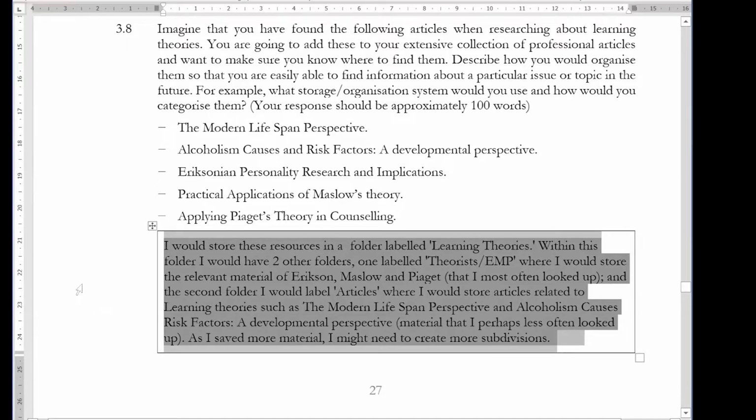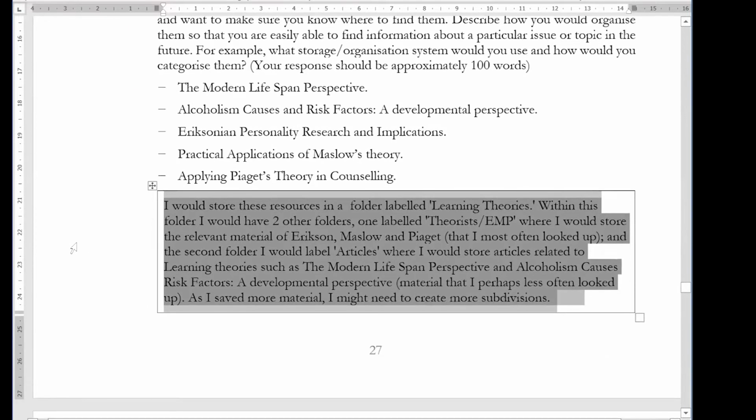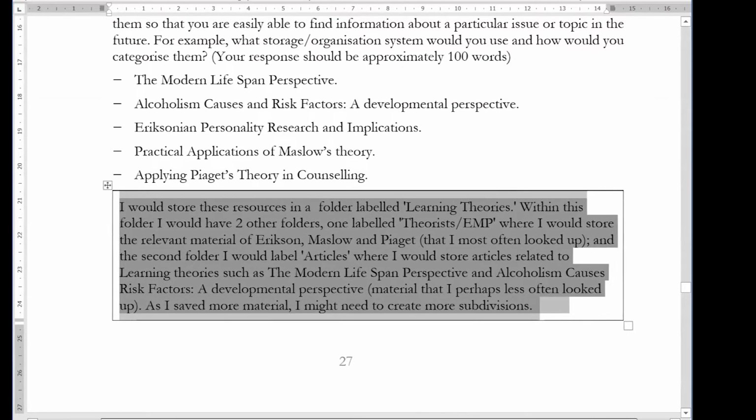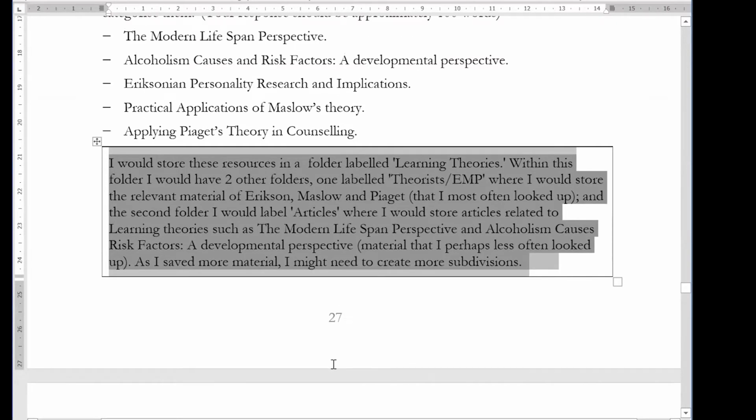So you'd have one big folder, and maybe that folder would be called Learning Theories. And then you'd click on that and there'd be maybe 2 or more folders. If you used one the most, you could call that EMP, Erikson, Maslow, and Piaget. You could have that in one folder, and in another folder have articles that you used less often. That's just my idea, from reading the student guide. I'm not good at that sort of organizational thing on the computer. You're probably better than me.